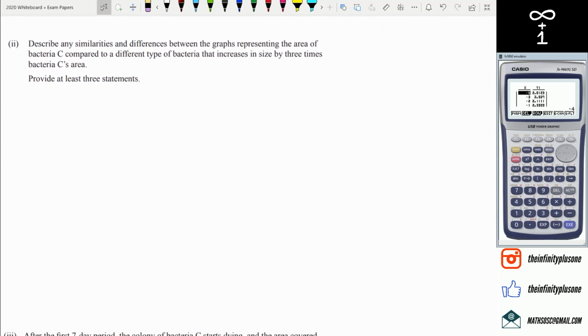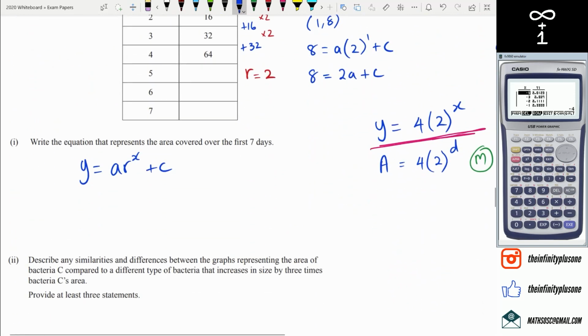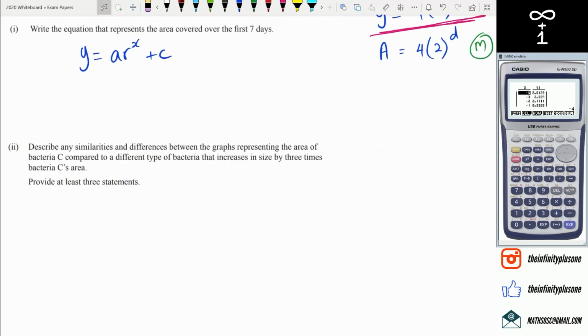So with question 2, the first thing that we need to write is, we're going to be comparing similarities and differences between the area of bacteria C and a different type of bacteria. So the first one is 4 times 2 to the power of x. And the second one is, what do we have? The second one is that it increases in size by 3 times bacteria C's area.